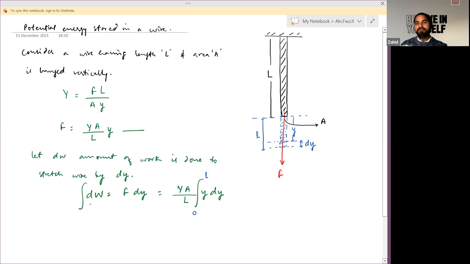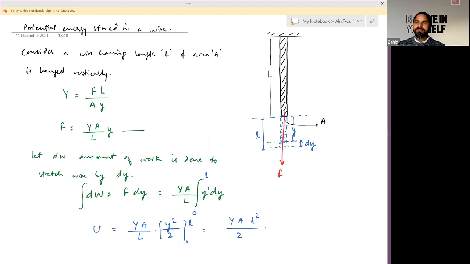The amount of work done on this wire to stretch it a little bit more by dy will convert into potential energy U. So it will be YA divided by L. We have y to the power 1 in this part. According to the rule of integration, y to the power 1 becomes y to the power 1 plus 1 divided by 1 plus 1. So you will get y squared by 2, with limits from 0 to L. Now put the upper and lower limits. You will get YA times L squared by 2. Is it clear? Yes, sir.